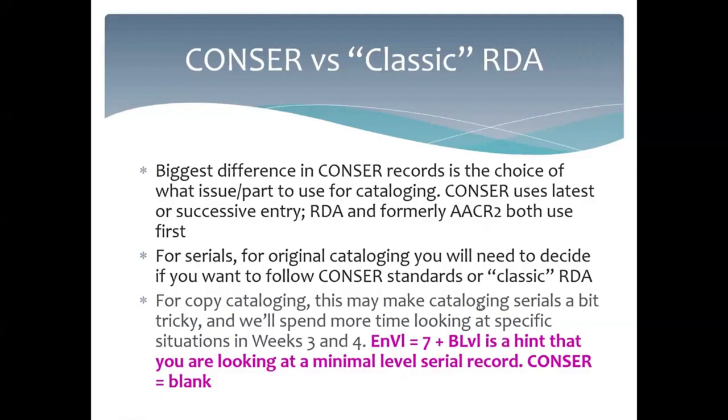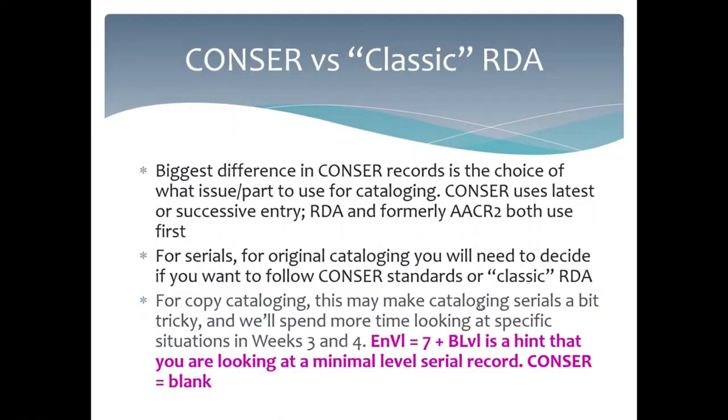If you have volume 25 and you haven't seen the other 24 volumes and you have no idea what they look like, but you're supposed to catalog from volume 1, that's a little bit tough. I know we've probably all cataloged thinking, I think I know what I'm cataloging, but it makes it a little bit more challenging. So following CONSER is an easy decision for serials, I think, because you follow that latest entry. RDA, and before that AACR2, both follow the first volume for serials.